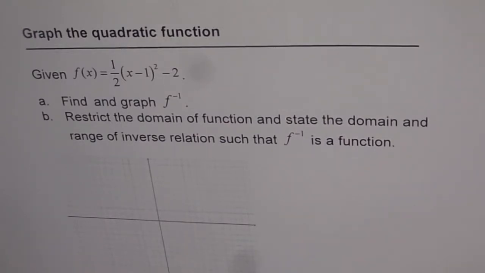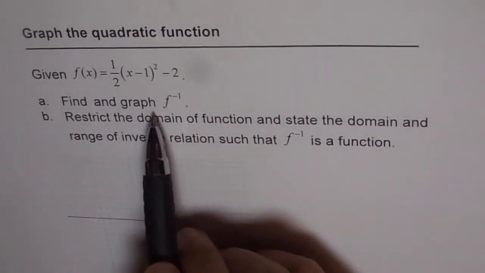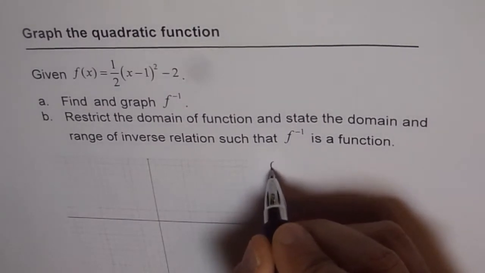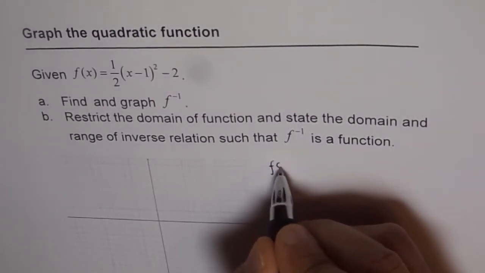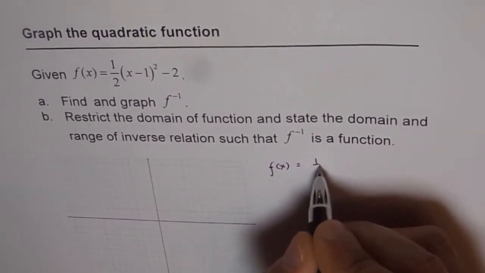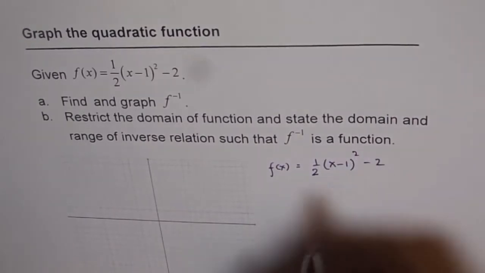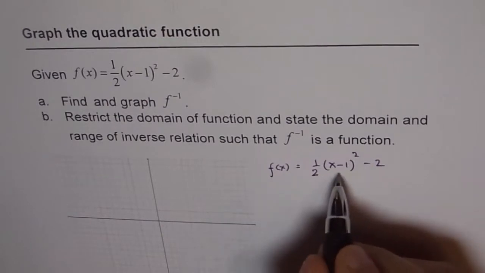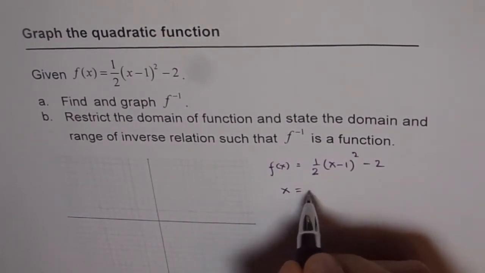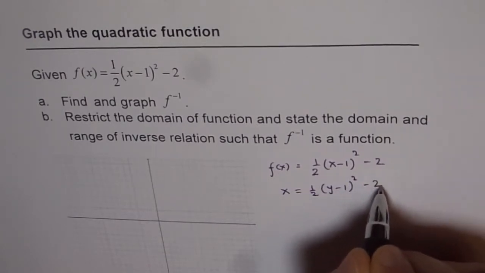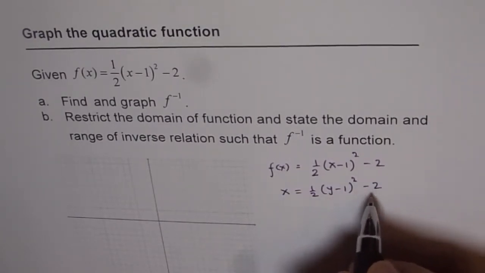Now, as you can see, what we should do is first find the inverse of this function. We know f of x equals half of (x minus 1) whole squared minus 2. To find the inverse, we'll interchange x and y. So we can write this as x equals half of (y minus 1) whole squared minus 2. And now we'll solve for y.